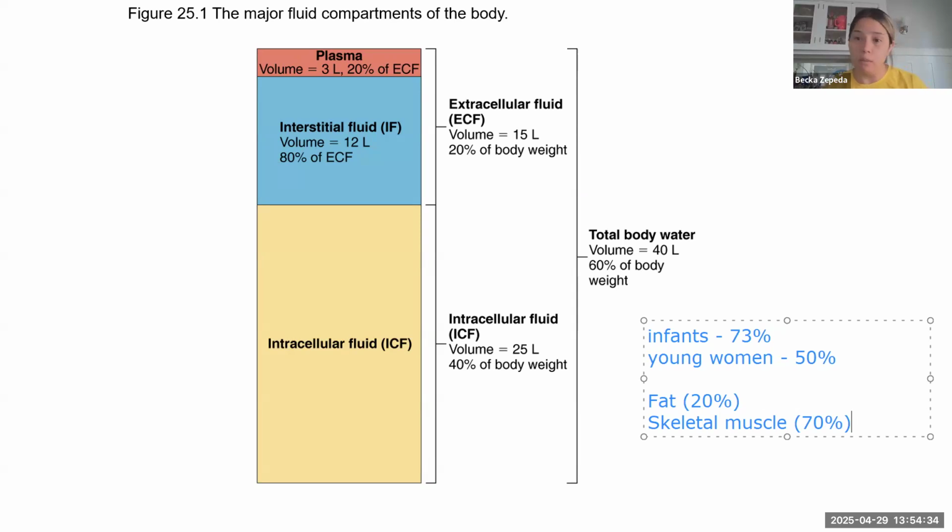So if males have more skeletal muscle mass, they're also going to be carrying more water than the average female does. And so in general, the more muscle you have, the more water that you're carrying. And that can be balanced between those three fluid compartments.